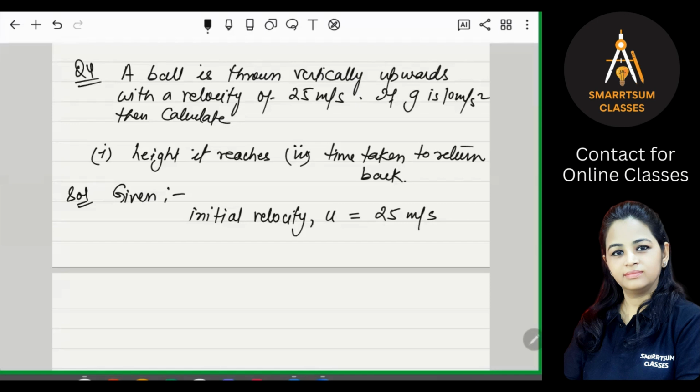Now, what will be the final velocity in this case? What will be the final velocity of the ball? Rudra, can you tell me? What will be the final velocity of the ball?